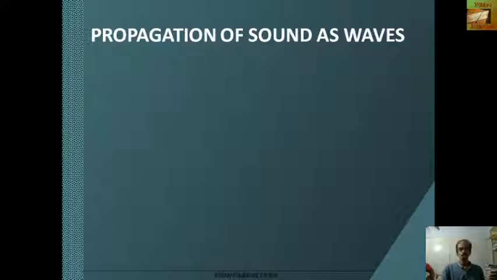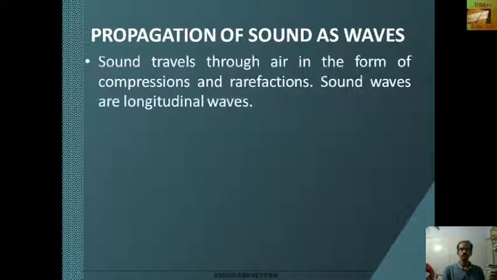The form in which sound is propagated as waves consists of compressions and rarefactions. Compressions are regions in which the particles are compressed together and it's a high pressure area. While in the case of rarefactions, the particles are loosely packed and it's an area of lower pressure. Since the sound travels in the form of compressions and rarefactions, sound waves are longitudinal waves. That is, the oscillations occur in the longitudinal direction.